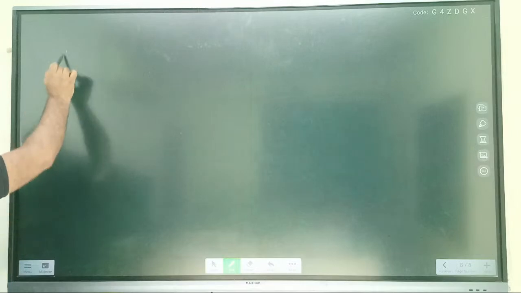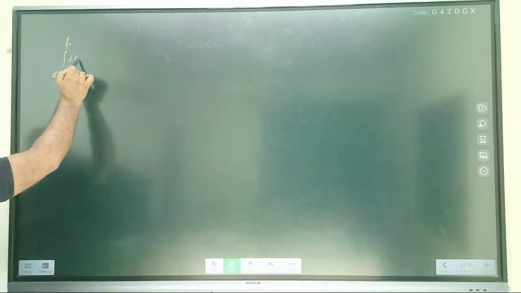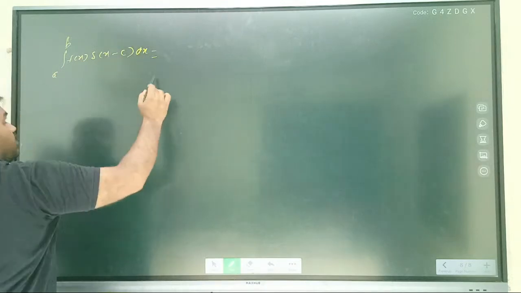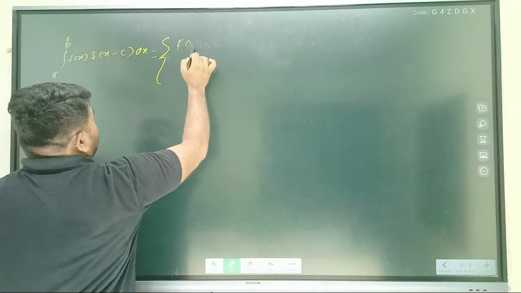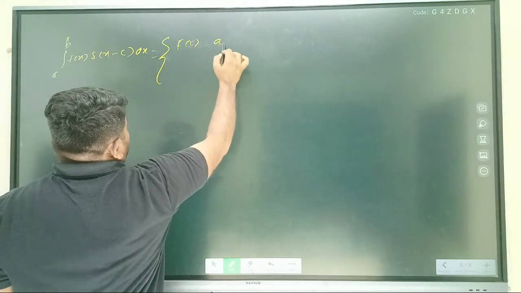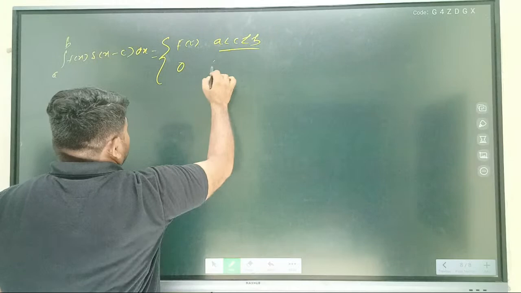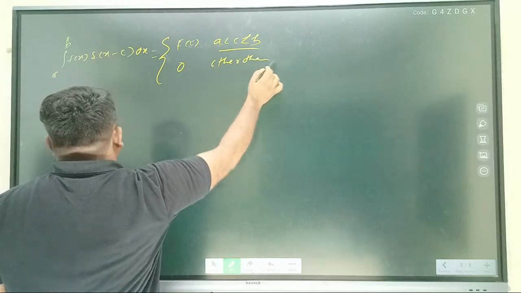Sometimes they give Dirac delta functions in the box, suppose they are given as the potentials. Okay, remember one property: integral from a to b of f of x into delta of x minus c dx is equal to f of c. When is f of c possible? When c lies between a and b. And this is equal to 0 otherwise.